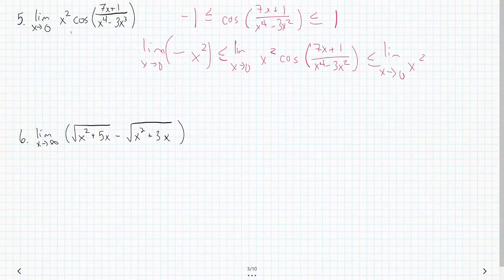And so notice that you have the limit as x approaches 0 of negative x squared. If you plug in 0, you get 0 there. And if you look at the right hand side, the limit as x approaches 0 of x squared also equals 0. So what do we think the limit of the interior is? Any guesses?